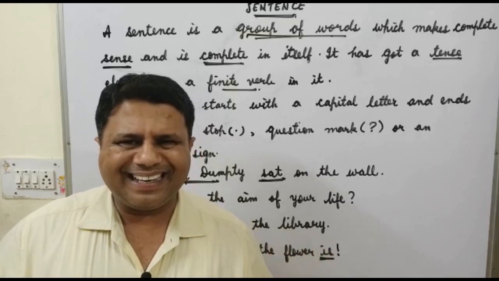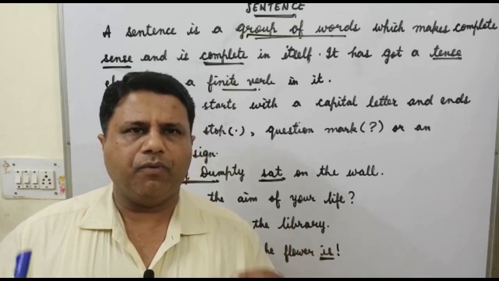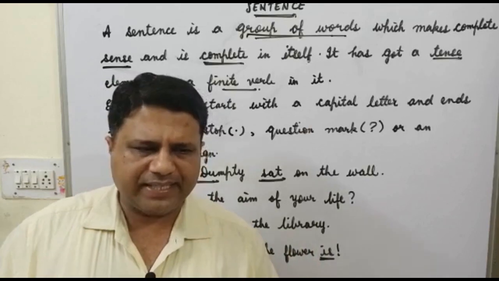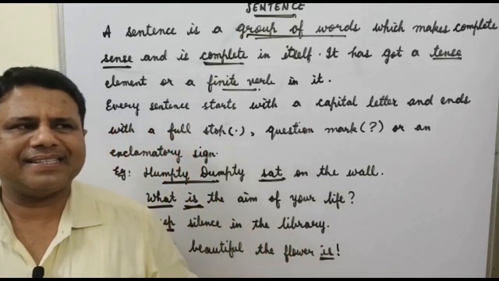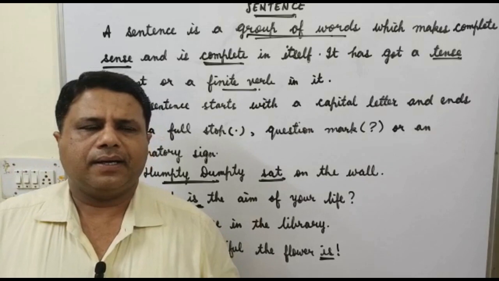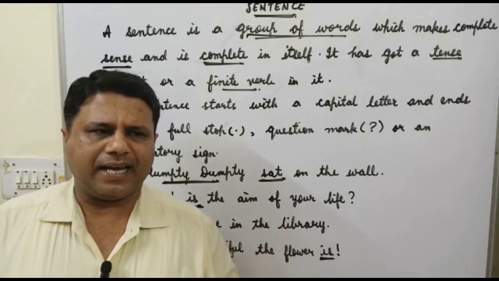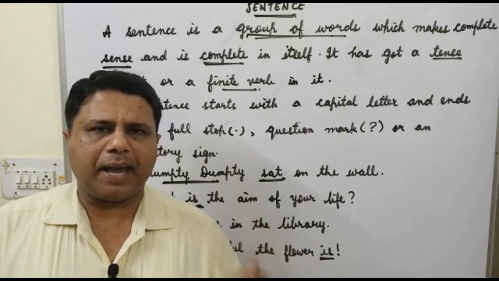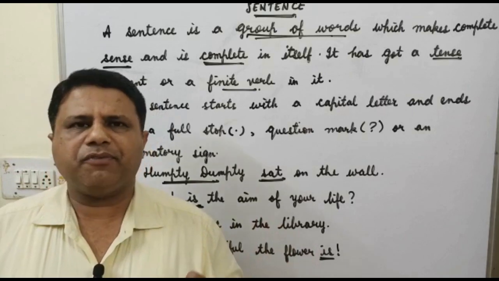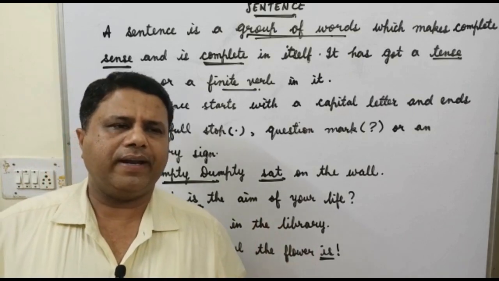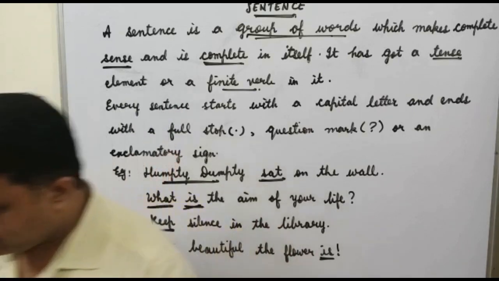So what is a sentence? A sentence is a group of words which makes complete sense and is complete in itself. And it has got a tense element. It starts with the capital letter and ends with a full stop, question mark, or an exclamatory sign.